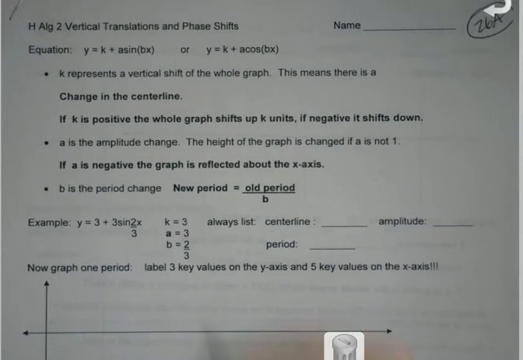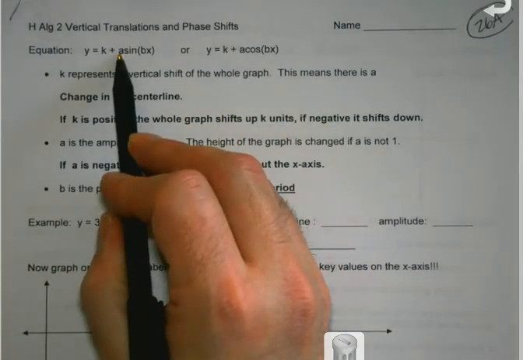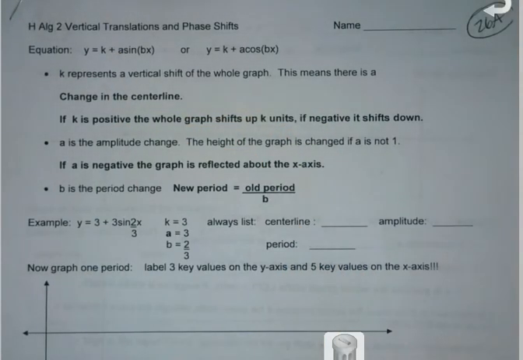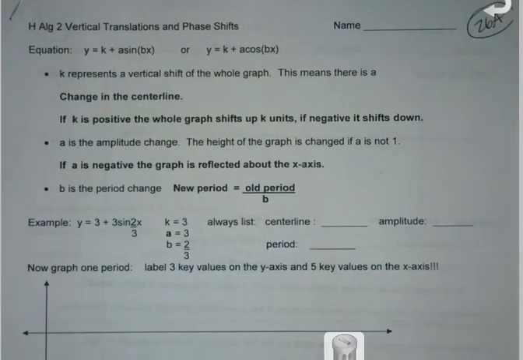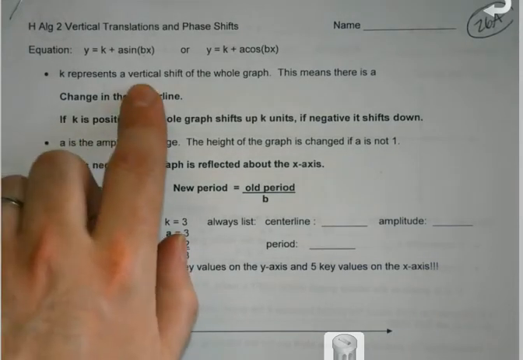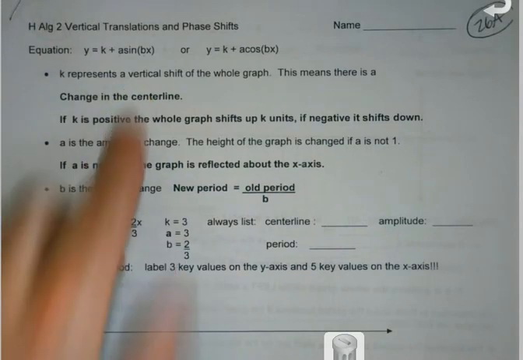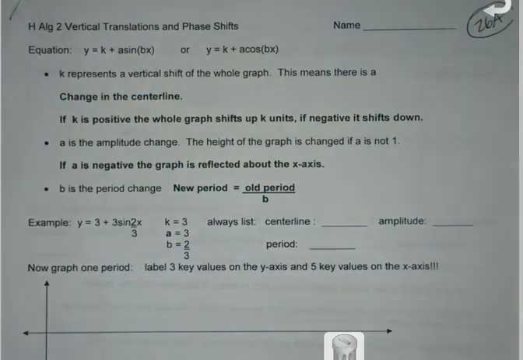We've talked so far about what an amplitude can do to our graph, kind of stretch it vertically. We've talked about what a period can do. It can expand or shrink our graph horizontally. So now we're going to get into some other business. We're going to be looking at this thing called a k-value. And again, it can get placed on either end of our expression.